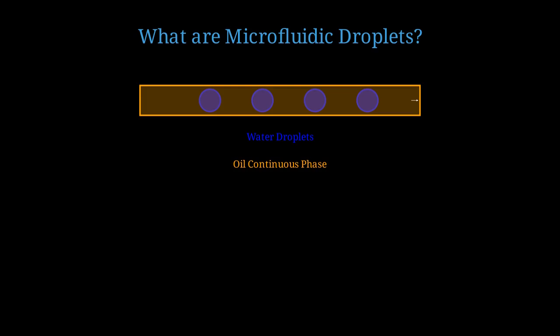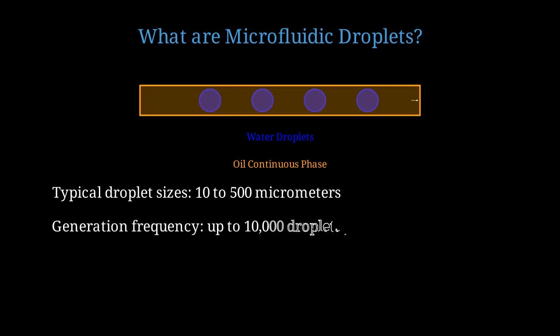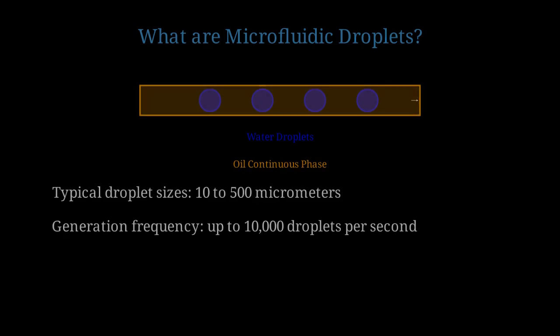The key advantage is monodispersity. Every droplet is essentially identical in size. Typical droplet sizes range from 10 to 500 micrometers. To put this in perspective, a human hair is about 70 micrometers in diameter. Modern microfluidic devices can generate up to 10,000 droplets per second, giving us massive throughput for material synthesis.